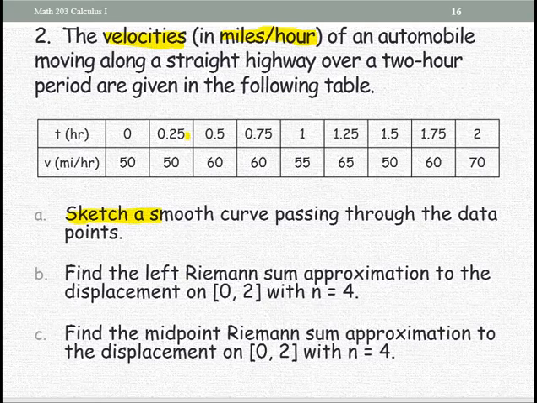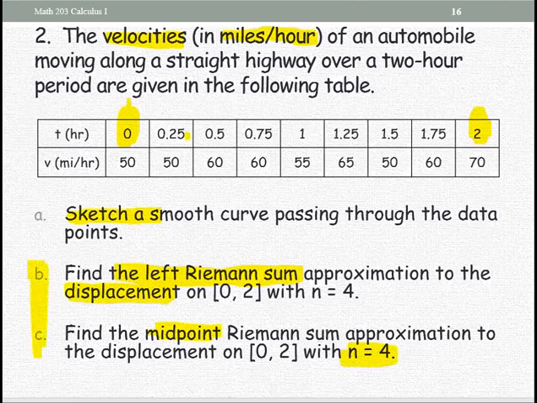And then part B, we're going to find the left Riemann sum approximation to the displacement on the interval 0 to 2. You see the first time is 0, the last point of time is 2. So from 0 to 2, we're going to make it into just 4 subintervals, and then find the approximation of the displacement using the left Riemann sum. And then part C, we use the midpoint Riemann sum and use it to approximate the displacement from 0 to 2 with n equals 4.